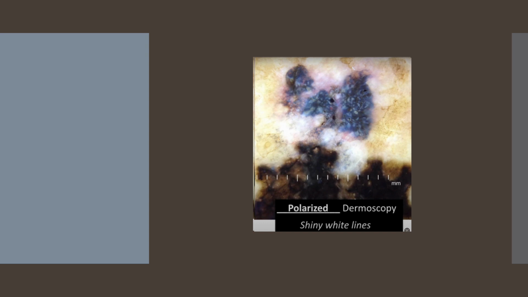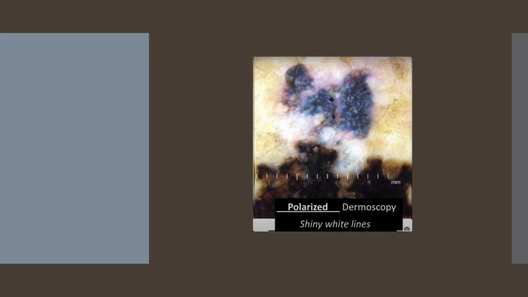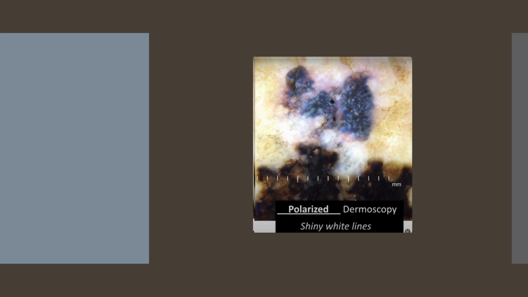So, the orthokeratosis, which is the hyperkeratosis of the top layers of the epidermis, is seen more prominently in non-polarized dermoscopy as expected, while this altered collagen, which is deep in the dermis, is seen more prominently under polarized dermoscopy. You can appreciate this difference more if you toggle between the polarized and non-polarized mode. Like this is non-polarized, and blue-white veil is more prominent here, while in polarized light that blue-white veil, that haze, is all gone, and you can see these shiny white lines.